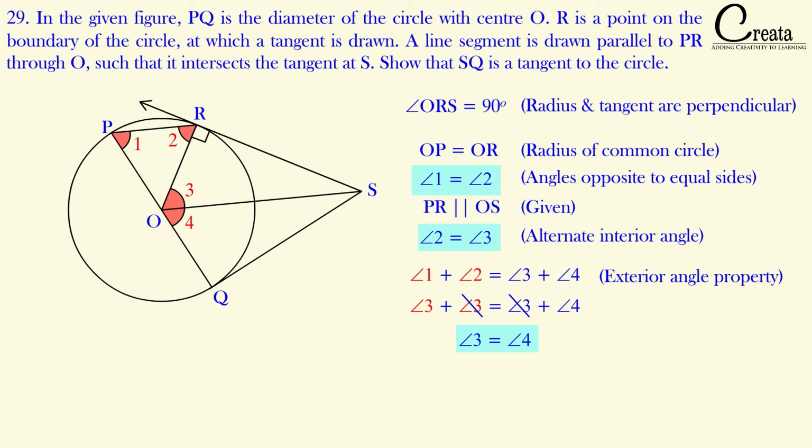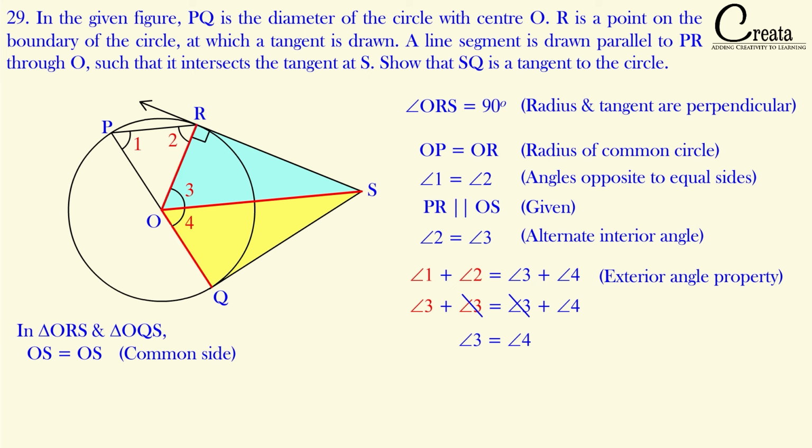Got it? Moving further, are you able to observe these two triangles? Can we say these two triangles are congruent to each other? Think why these two triangles are congruent. You can pause the video and try. Rest, we are proceeding further. These two triangles are congruent to each other. Let's check why. Here OS is a common side. In both the triangles, OS is a common side.